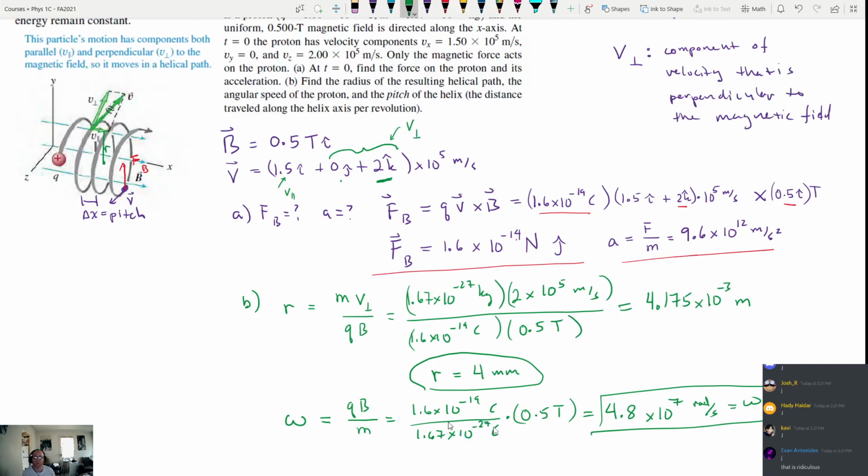Okay, so next, this is kind of the tricky part of the problem, and I know you have a homework problem about this, so that's why I want to make sure I cover this today. Next we want to find the pitch of the helix, okay? This is the distance traveled along the helix per revolution. That's to say, is it a spring that's really compressed, or is it a spring that's stretched out? How far apart are the individual little rings right here? So that's what I called delta x, the pitch, okay?